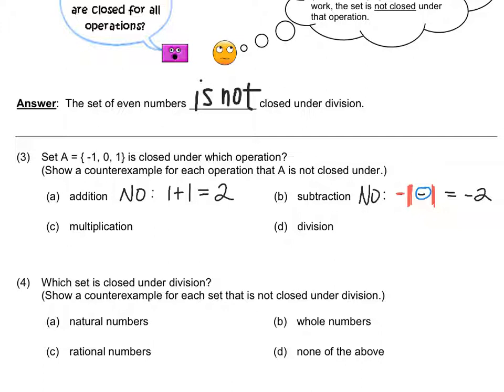Multiplication. Any possible pairing: -1 times -1 is 1, which is in the set. 0 times 0, 1 times 1. -1 times 1, 1 times -1. Either of these values times 0. It's all good.